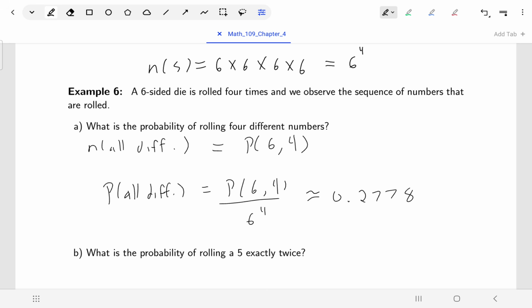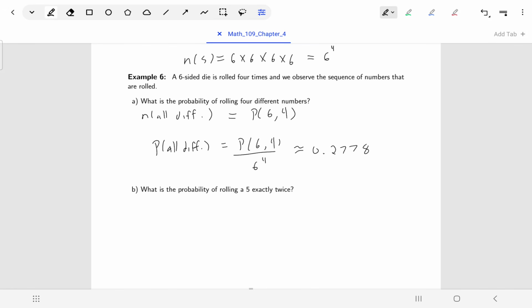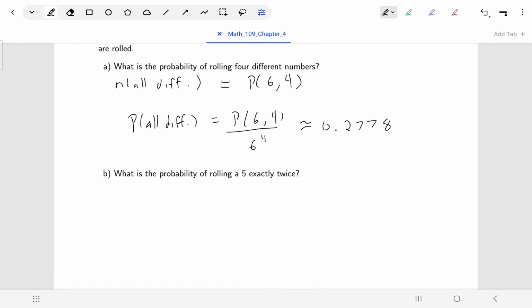What about in part B if we roll a 5 exactly twice? If we're thinking back to the question about the passwords that we did, there was something similar about having 2 Q's show up in your password. This is the same kind of idea, because I've got 4 different rolls, and if I wanted to have exactly 2 5s, then I would need to first decide which of those 4 rolls are going to be the 5s. So out of the 4 rolls, choose 2 of them to have 5s in them.